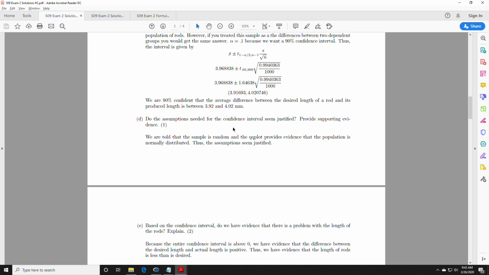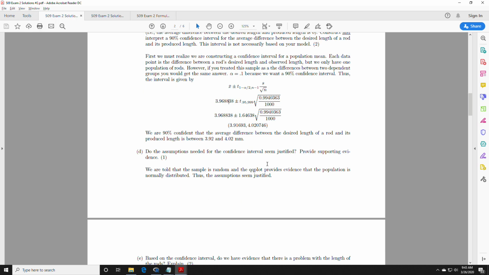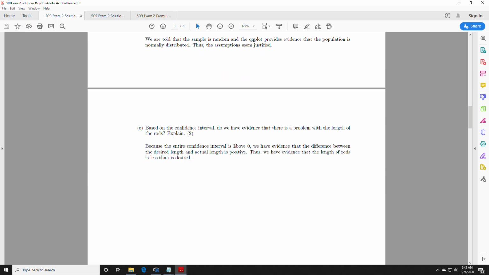Okay. So the assumptions for the interval. We assume that we have a random sample just from the wording of the problem, and we've already determined that it looks like a normal distribution is appropriate, or not horribly violated. It looks actually good in this case. So the assumptions of the confidence interval are satisfied. So the entire confidence interval was above 0. We have evidence that the difference is positive, and so the rods are too short.